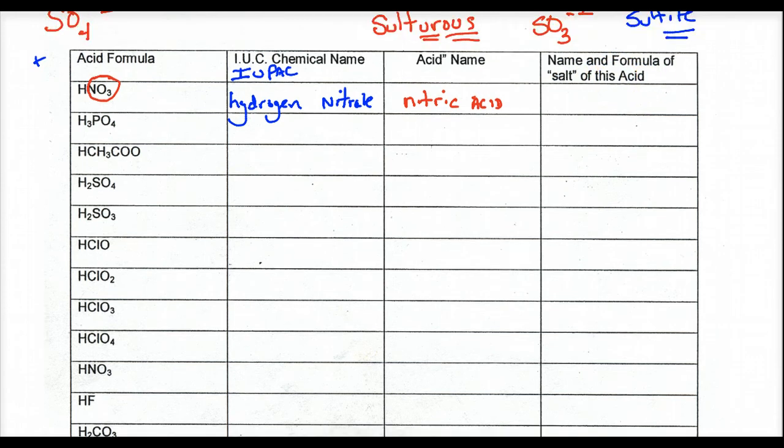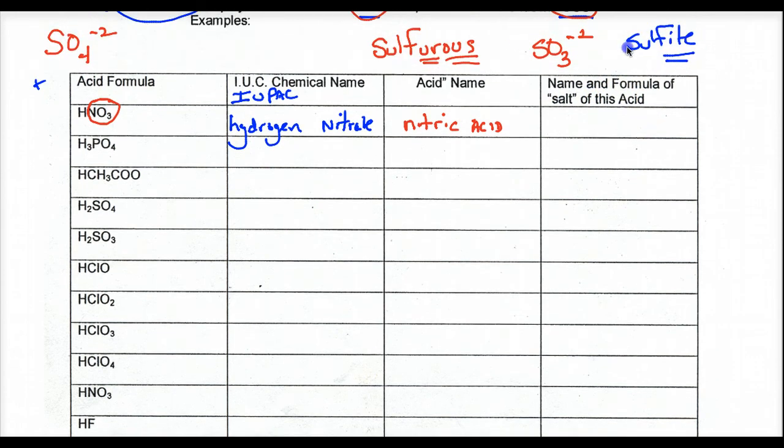Let's pretend that the base being added to this, let's say an acid-base reaction, is NaOH. So the salt could be sodium nitrate. Sodium nitrate. So if you added a base to the acid, as we've learned, an acid plus base makes salt and water. This is the salt you'd make.